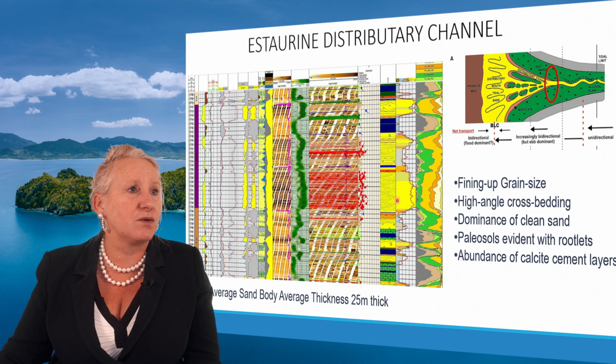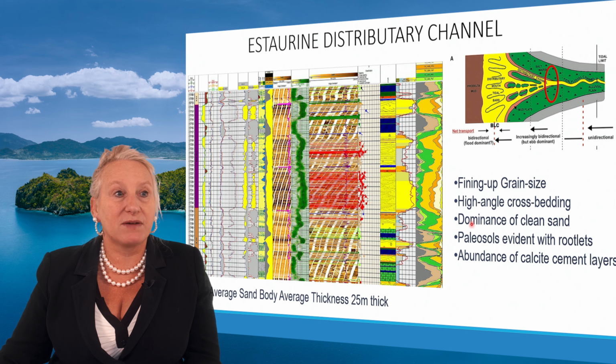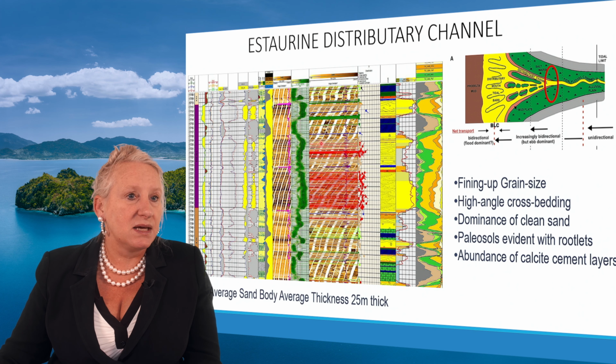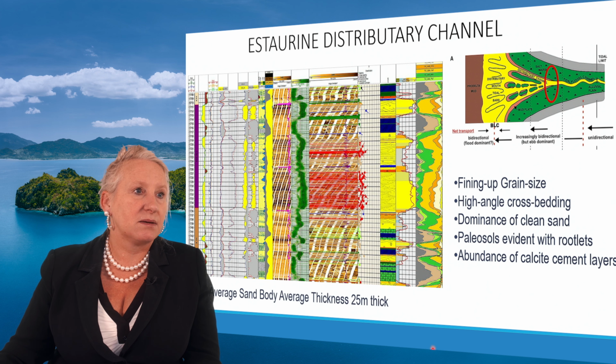We're still strongly fluvial. We've got a sort of fining up sequence. We've got high cross bedding. We've got large pores here at the bottom associated with the cross bedding. We've got the very clean sand because we've got the high energy fluvial system. We have rootlets at the top, paleosols, abandonment of the channel as it's migrated. And in this case, we've got abundant calcite and cemented layers.